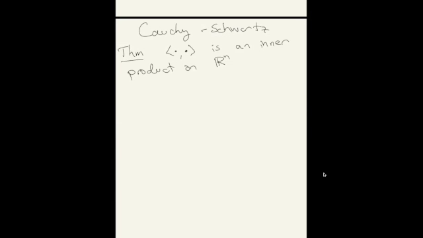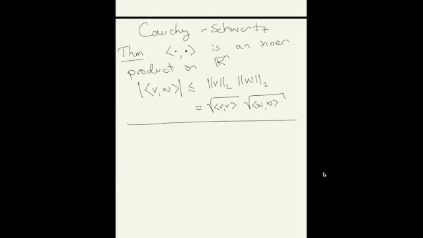So if you have an inner product on R^n, then the following inequality is always true. If you take v and w, the absolute value of that inner product is less than or equal to the norm of v times the norm of w, where the norm is the induced norm from that inner product. So specifically, the square root of the inner product of v with v, and the square root of the inner product of w with w. So this is the statement, and you need to give a proof.